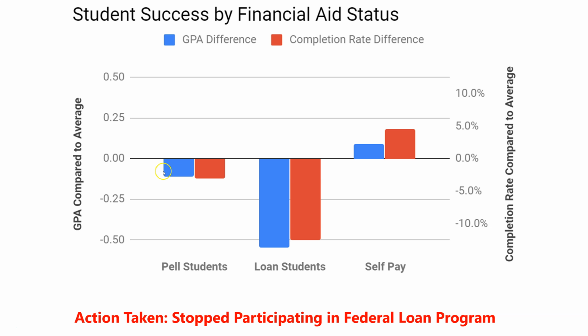So we looked at what's the difference between our Pell students and our loan students and our self-pay, and we took actions. So we did this analysis about 4 years ago. And because of this, because of the students we serve and because of our mission, we stopped participating in the federal loan program. And what we saw is there's a large number of students that were more interested in getting the loans than they were in taking the courses.